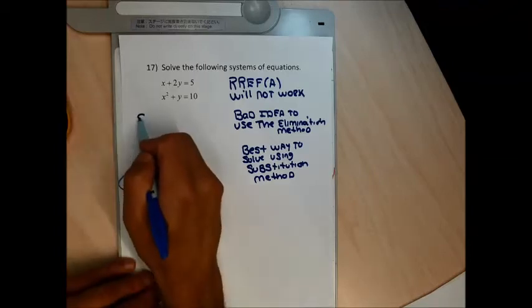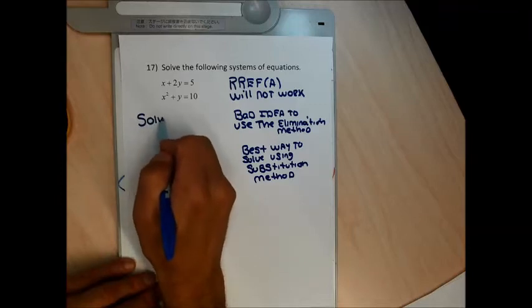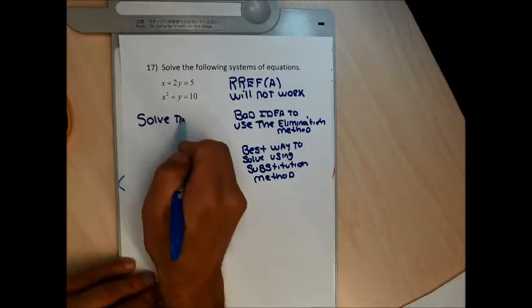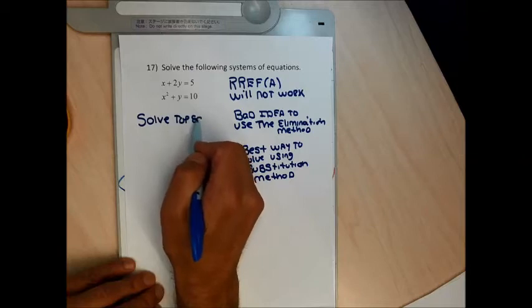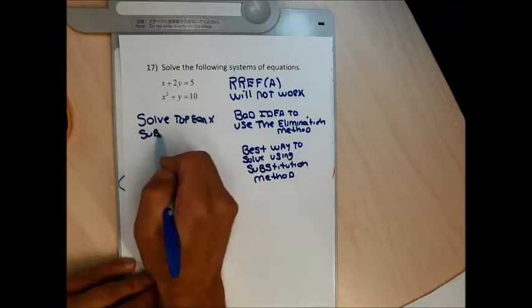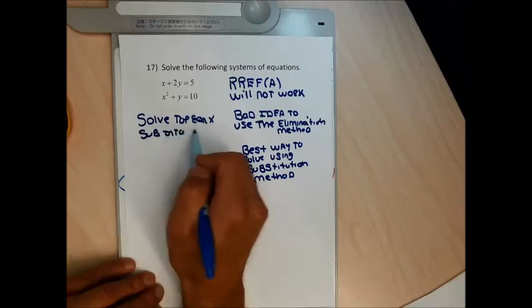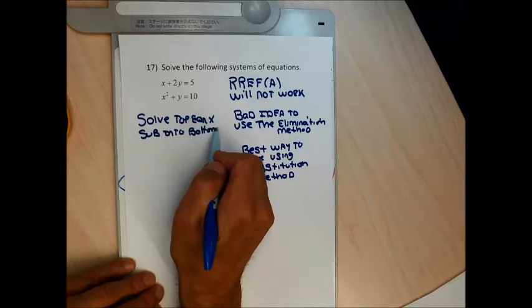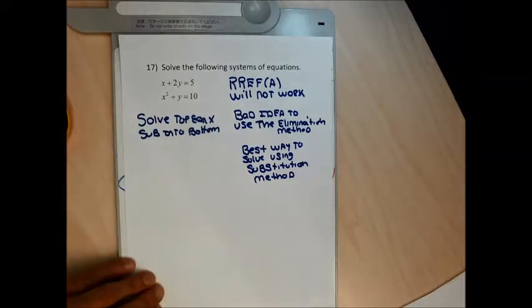So I'm going to solve the top equation for x and substitute into the bottom, probably as much as anything, because the last go at the video I solved the bottom equation for y and substituted in the top and made a mistake. So I'm going to try the other way. They both will work just fine.